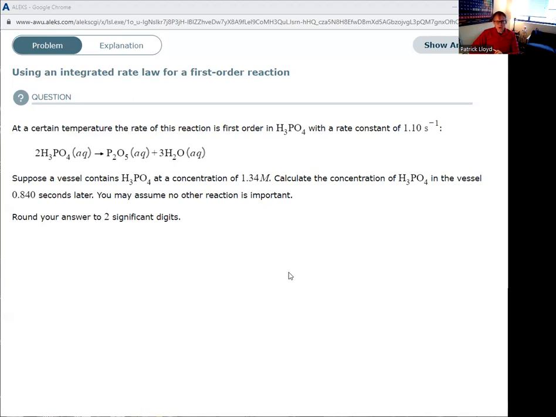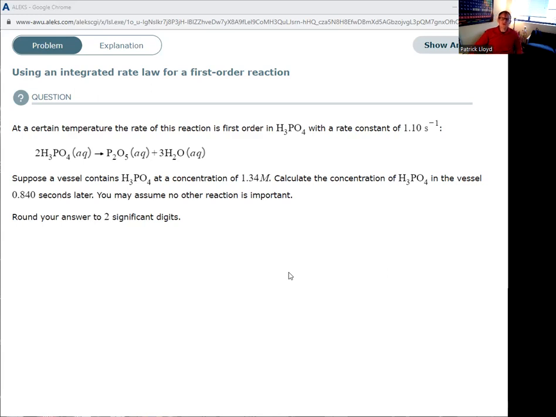2H3PO4 dissolved in water forms P2O5, also dissolved in water, plus 3H2O, also dissolved in water. Suppose a vessel contains H3PO4 at a concentration of 1.34 molar. Calculate the concentration of H3PO4 in the vessel 0.840 seconds later. You may assume that no other reaction is important and round your answer to significant digits, okay?